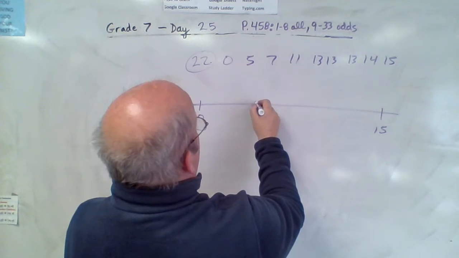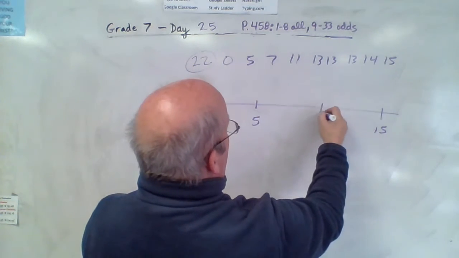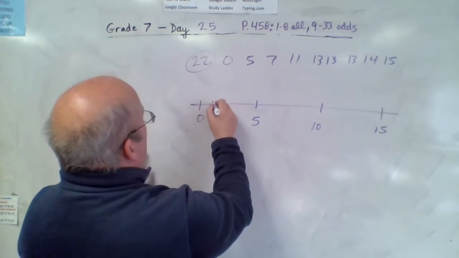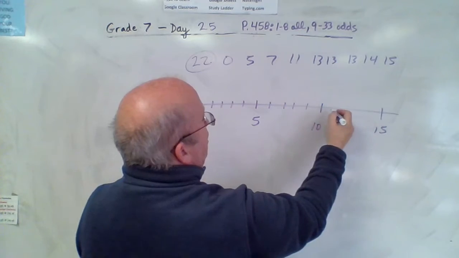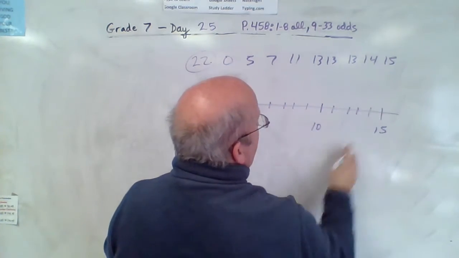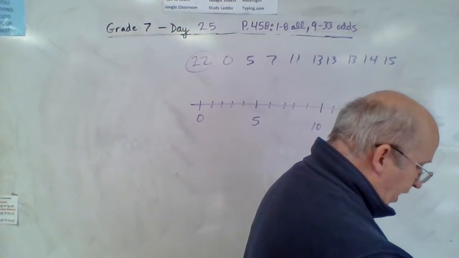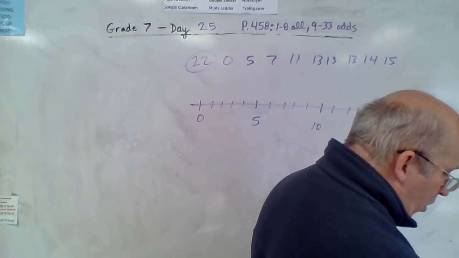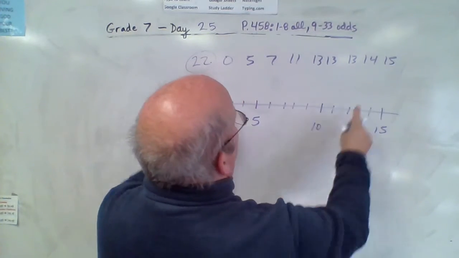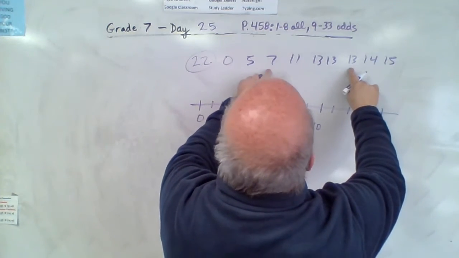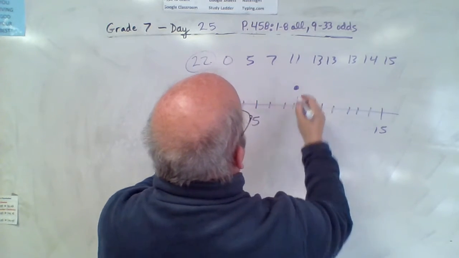So let's put 5 here. Let's put 10 here. 1, 2, 3, 4, 5, 6, 7, 8, 9, 10, 11, 12, 14. Okay. Now, on the previous page, we had said that the median was 15. No, the median's not 15. The median's 13. So we're going to put a dotted line at 13.